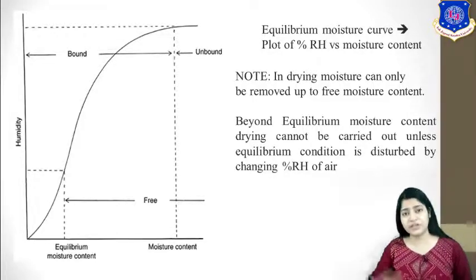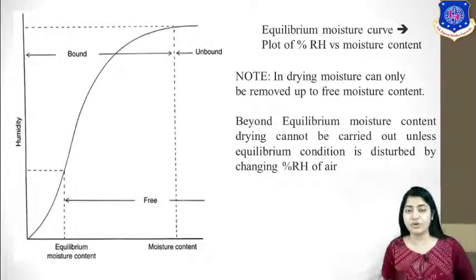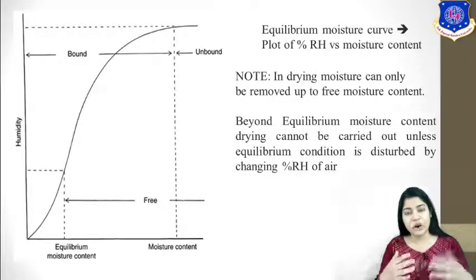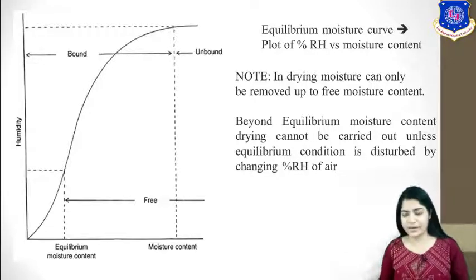If you want to further remove that moisture, you have to change the operating condition of what? Of your air which is used. You have to change the humidity of your air now. You have to change the operating conditions of air, right? Then and only then the equilibrium will get disturbed, right?